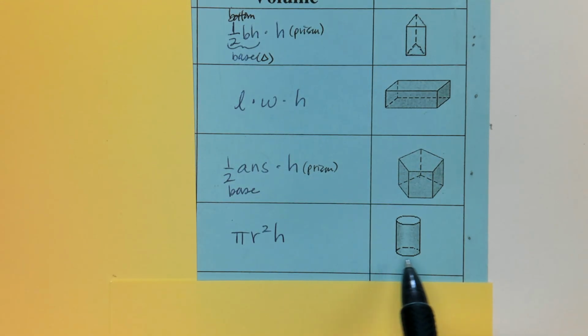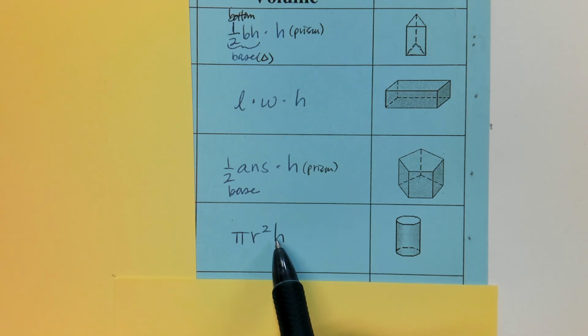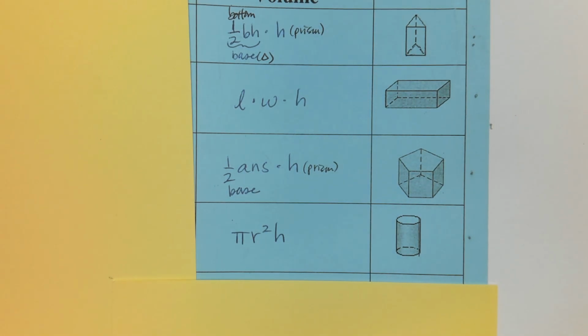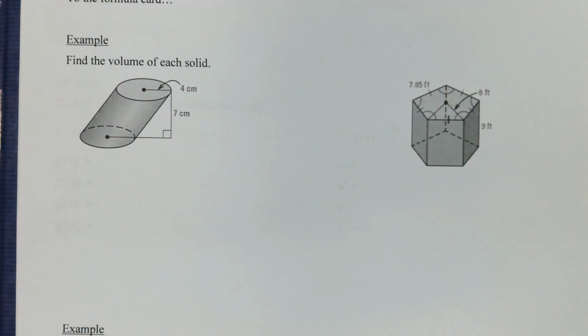Last up is our cylinder, so area of the base is pi r squared, and then we times the height of the cylinder. So very straightforward, a lot easier than doing surface area.